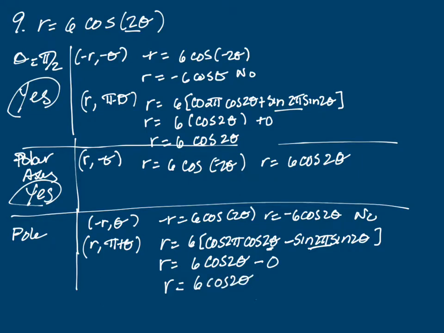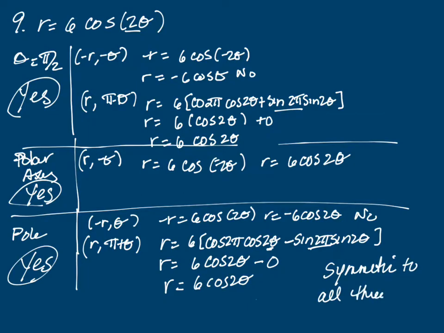Remember, if you get the same thing back again, then that is symmetry. So yes, this one is symmetric to all three: theta equals pi over 2, polar axis, and the pole. All right, so that was number 8 and 9.